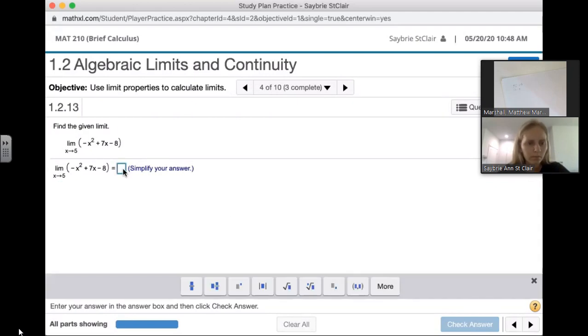And this is just plugging in 1, 2. I mean, do you want to skip ahead? Yeah, so it'd be -25 plus 35 minus 8. I mean, these are kind of redundant if you want to skip ahead on some of these. But let's see.